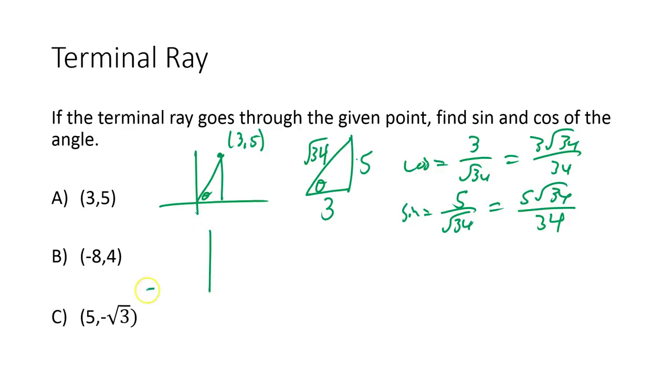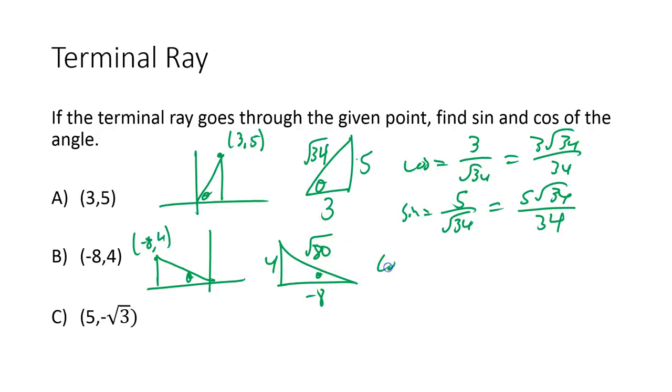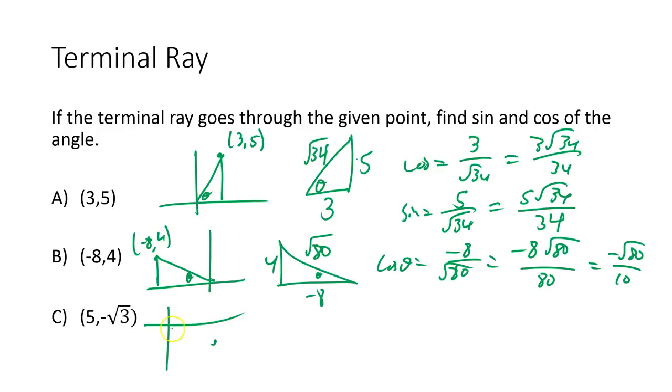Negative 8, 4. Let's say it's like here. There's our triangle, theta adjacent to the x-axis. So we have 4, negative 8, here's theta. So this would be root 16 and 64, that would be the square root of 80. Could do some simplifying there, but I'm not going to. Cosine would be negative 8 over root 80, which is negative 8 root 80 over 80. You could reduce that to 1/10, I suppose, so negative root 80 over 10. The reduction I'm not too concerned about, as long as you're getting the triangles. 5, negative root 3, somewhere over here.